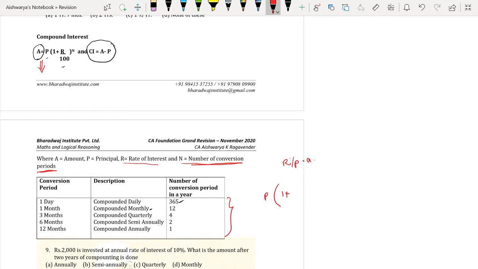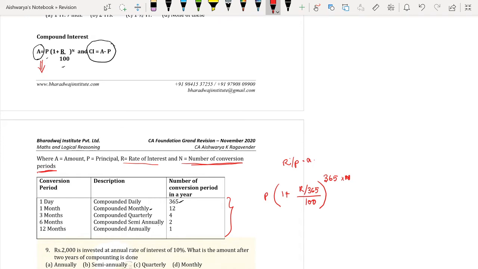So here when I am taking the rate per annum, I will have to divide it by 365. So R divided by 365 divided by 100, the whole power N. N will be number of days. Number of days here is 365, for 1 year if I am calculating. If I am doing for 2 years, this into N.